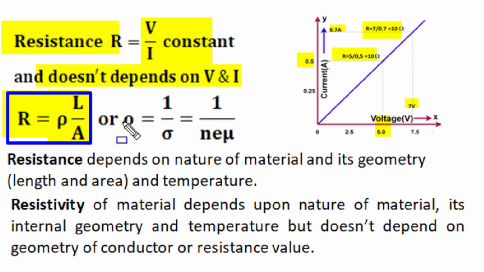Now resistivity is the inverse of conductivity, and it depends upon the nature of the material, the internal structure of the material, and temperature-like parameters which decide the time between collisions or mobility. So conductivity depends upon the number of free electrons per unit volume and mobility, and it doesn't depend upon the geometry of the conductor or the resistance value.